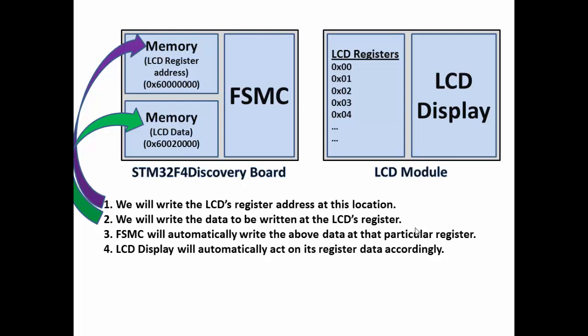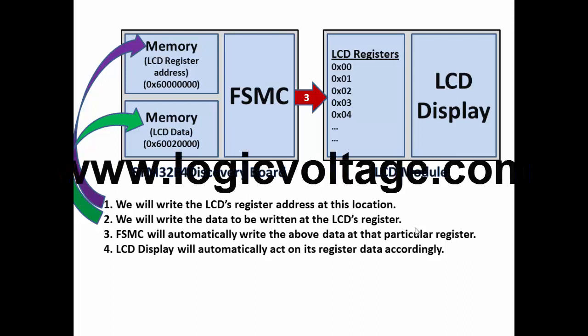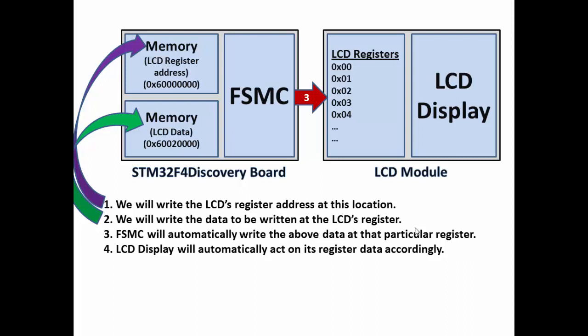So basically we are first writing the register address at the first memory location, and then we are writing the data on the second memory location. Then the third step is, FSMC will automatically write the above data at that particular register. What this means is, FSMC will automatically write the data that we have given on the second step, to the register whose address we have given on the first step. FSMC will automatically do that. We don't have to do anything.